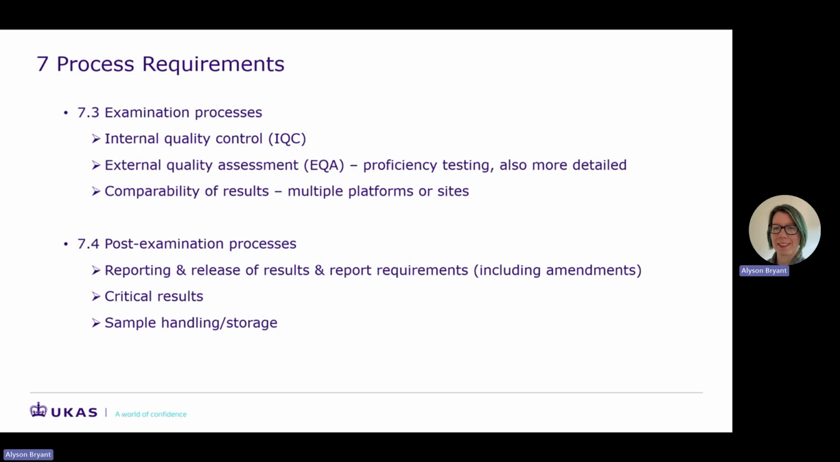Section 7.4 looks at post-examination processes. So when a test result is available, how is that result reviewed, interpreted, and released to appropriate users or requesters? It also looks at critical results. So if there's an urgent result or an abnormal test result, or just something that needs to be communicated as a priority to the users, how is that managed? What process is in place? Who gets contacted about that result?